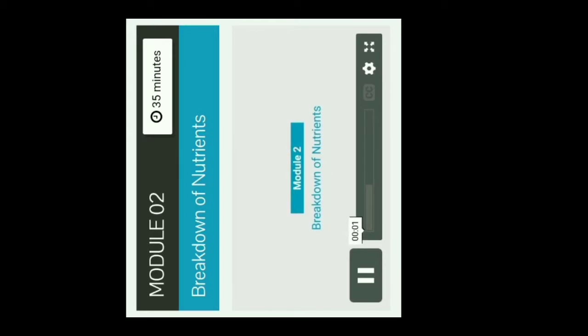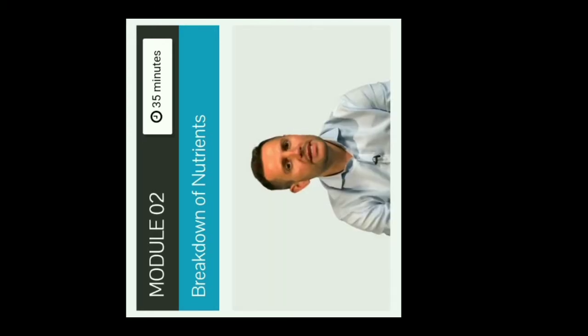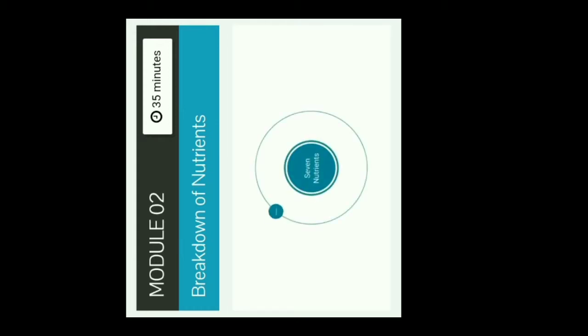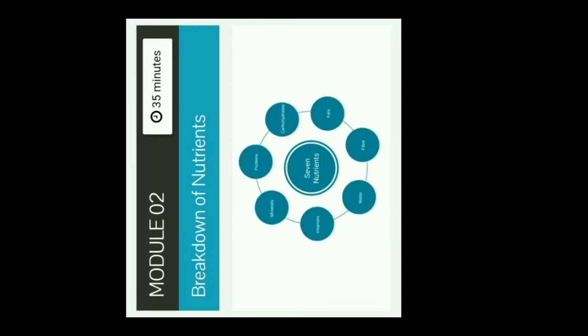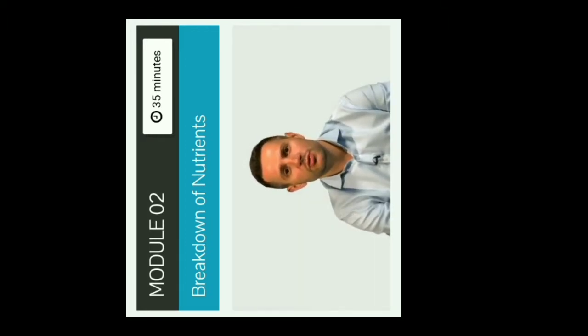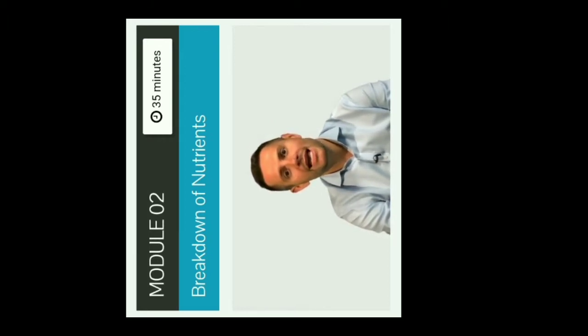Module 2 – Breakdown of nutrients. There are 7 nutrients in particular that we need to keep in mind when maintaining a balanced diet, namely proteins, carbohydrates, fats, fibre, water, vitamins and minerals. These nutrients are each responsible for different things, including providing us with energy, aiding our bodies with normal growth and development, and regulating body processes.